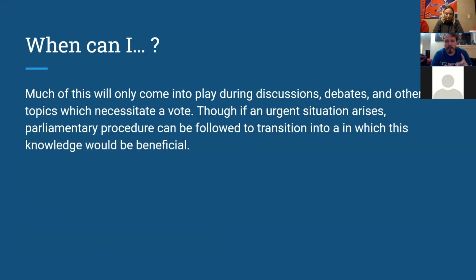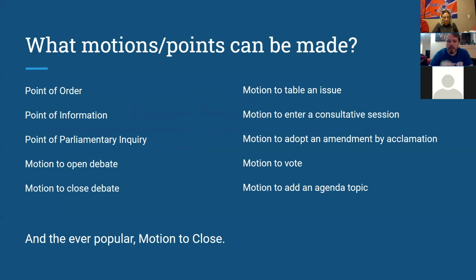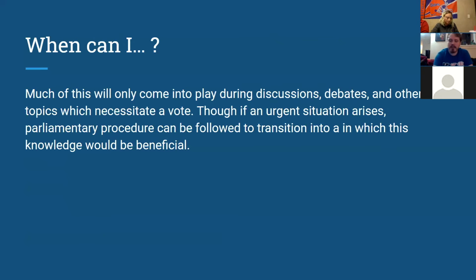So it's mostly when it comes to committee reports, election results, and anything else that needs to be resolved, like Constitution changes. That would be the time for this discussion, debate, and vote process. Though, if something urgent comes up and it needs to be resolved by the district, and the president hasn't already made time for it, then you can motion to add an agenda topic and have that discussed in the allotted time.